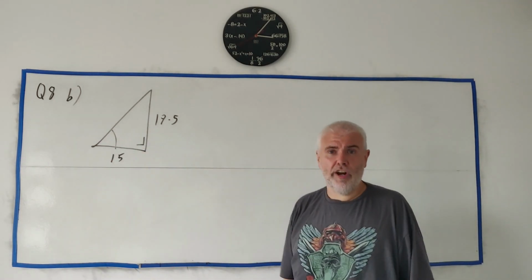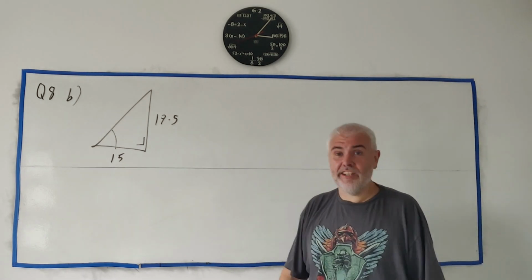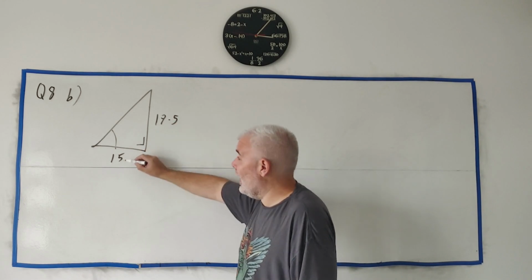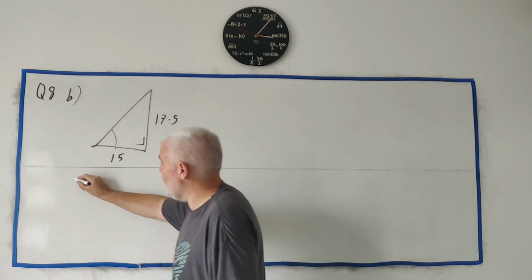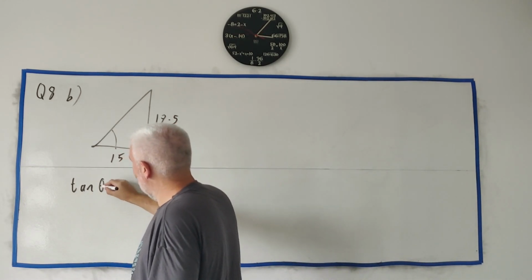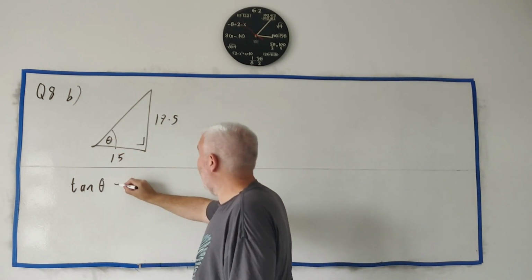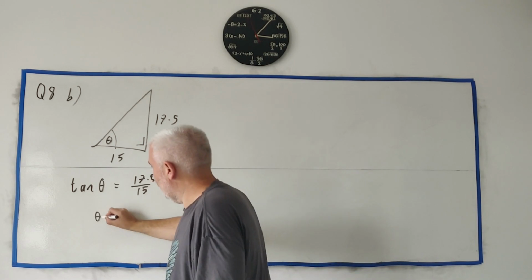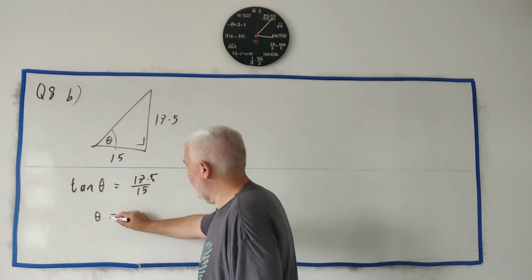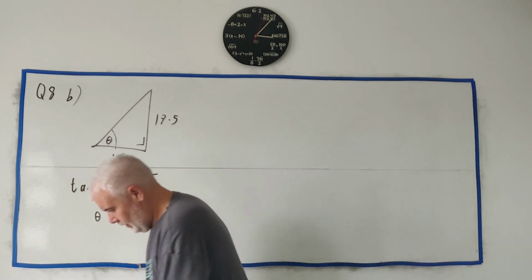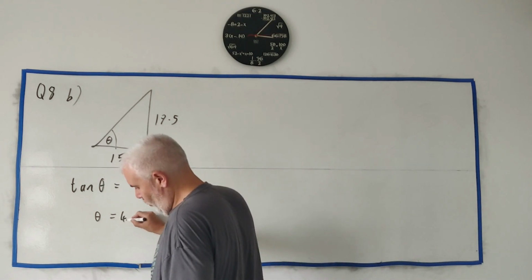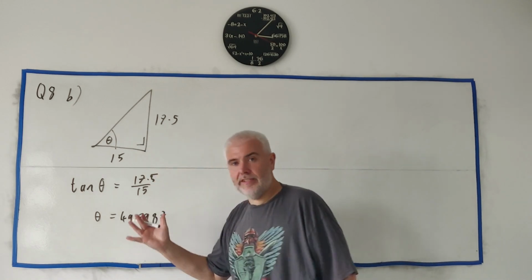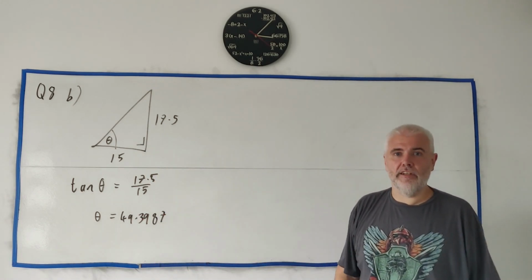So we have a right angle triangle. You should be thinking sine, cosine, tan, all of them. We have this angle, we have the opposite, we have the adjacent. So that fits for tan. So we should look for tan. Let's put in theta here. Tan theta is equal to 17.5 over 15. We get the inverse tan of both sides. Theta is equal to 49.3987. This is the correct answer.